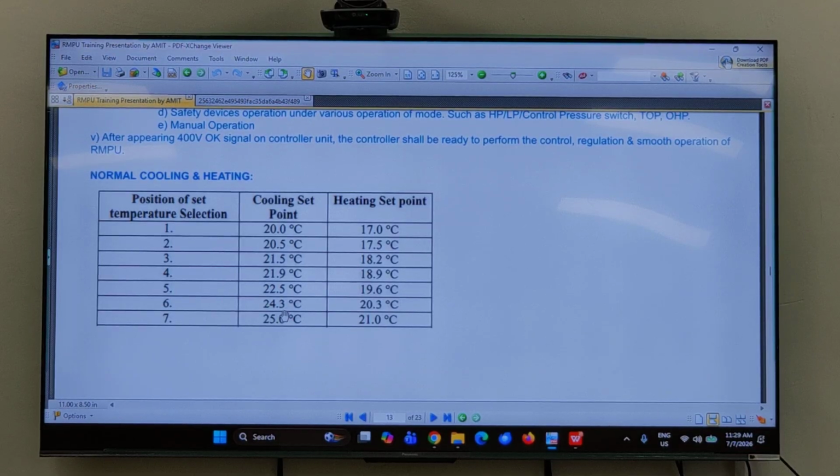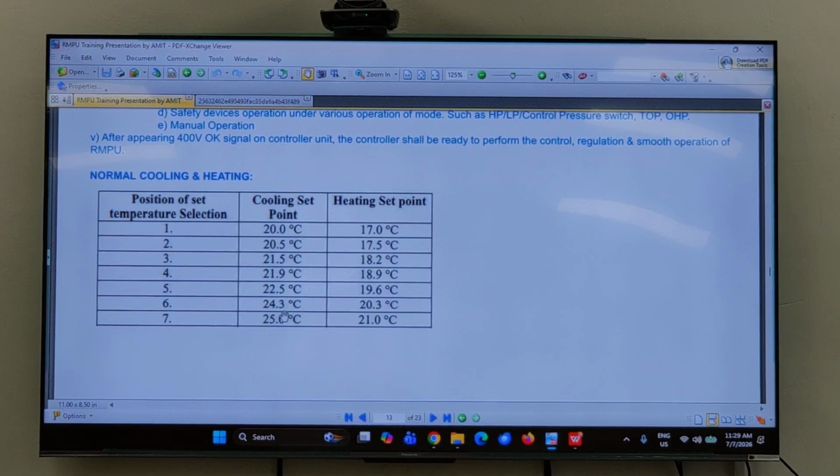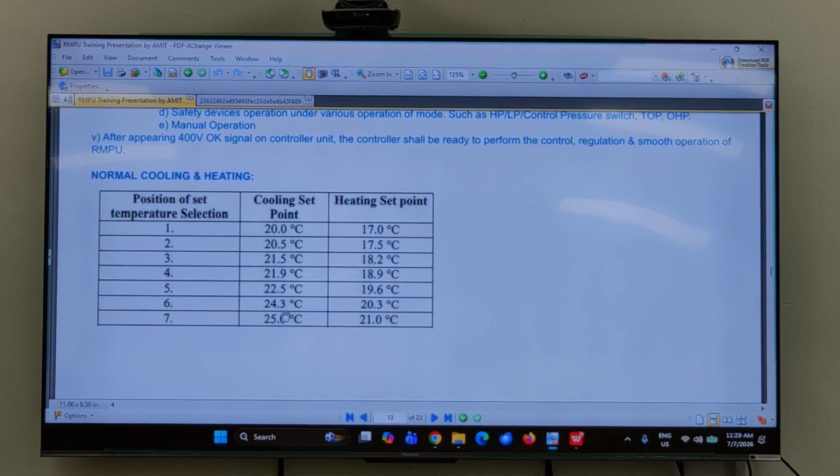Anyway, sir, we put a set point saying that the maximum variation is only 1 degree. But the practical scenario is not like that. Sometimes it goes high, sometimes it goes down, and because of that we are ready for that.